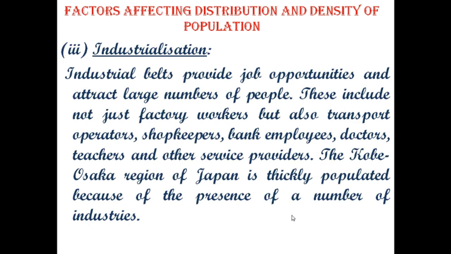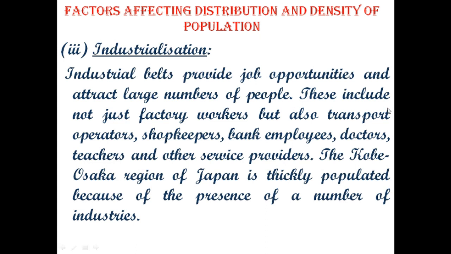Our last point is industrialization. First of all, it is very important to know what industrialization is. It is the period of social and economic change that transforms a human society from an agrarian society into an industrial society. Agrarian society means agricultural society. These industrial areas provide better job opportunities and attract a large number of people.